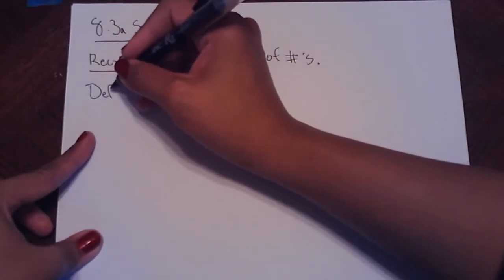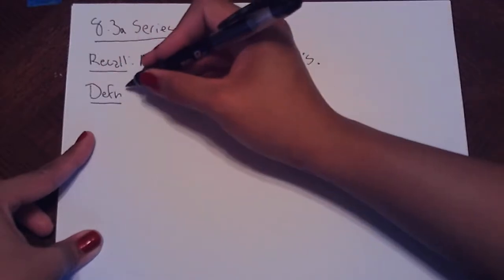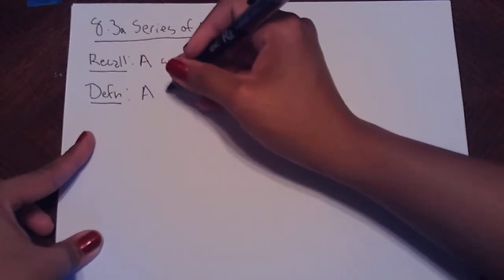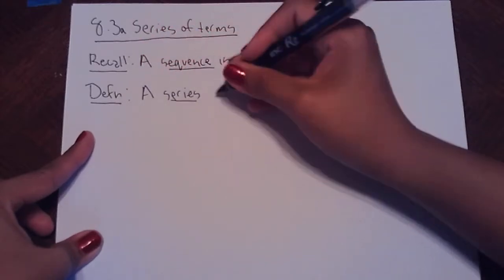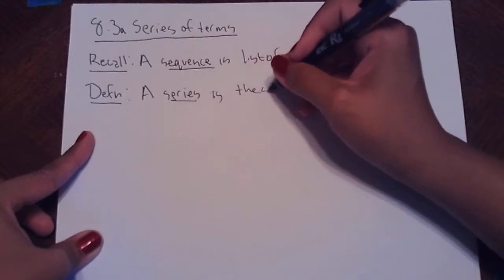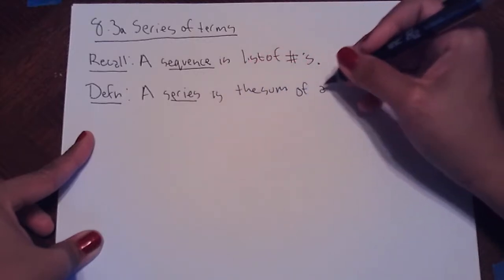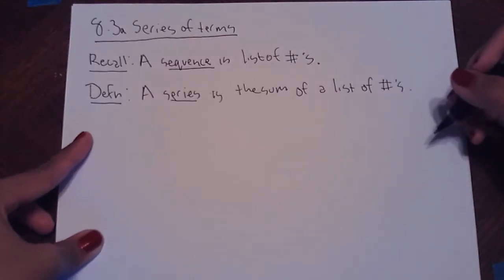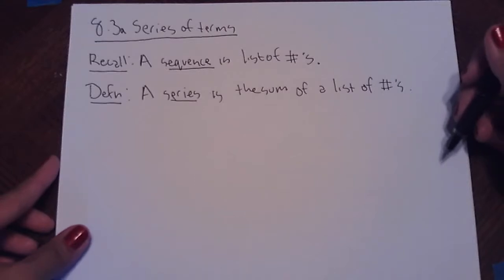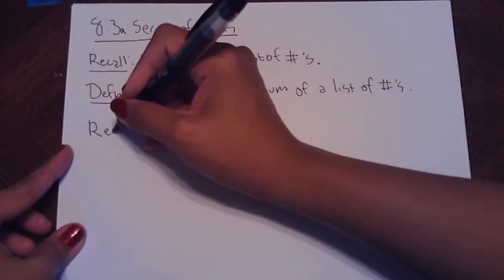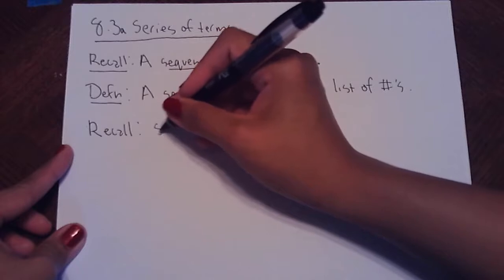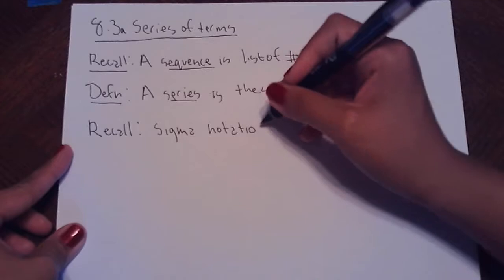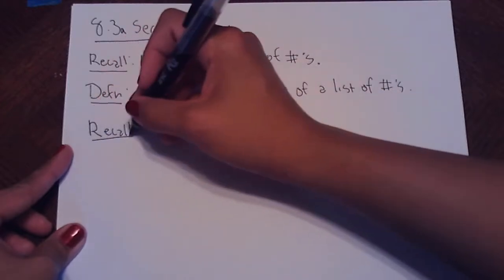What's new today are these things called series, and not too much of an extension. Here, a series, this is going to be the sum of a list of numbers. Now, we've looked at sums before, way back in Calculus 1. You guys used something called sigma notation sometimes to denote how we added up pieces for Riemann sums.